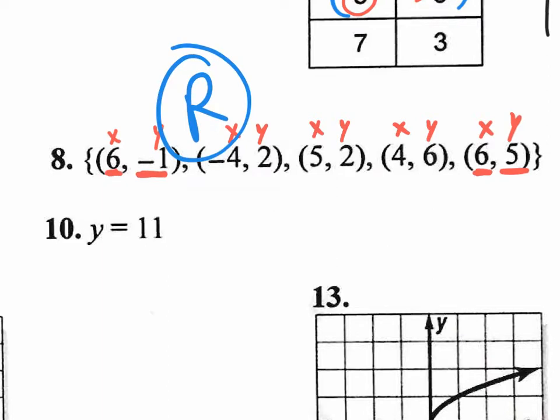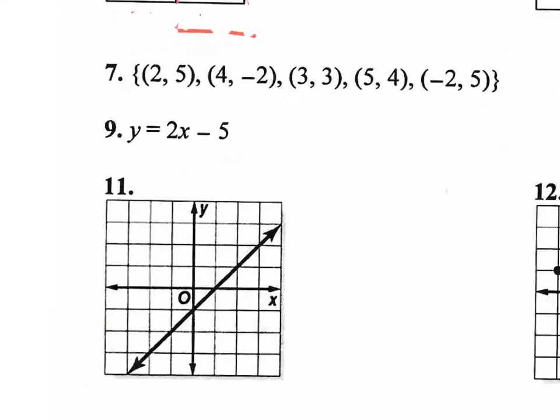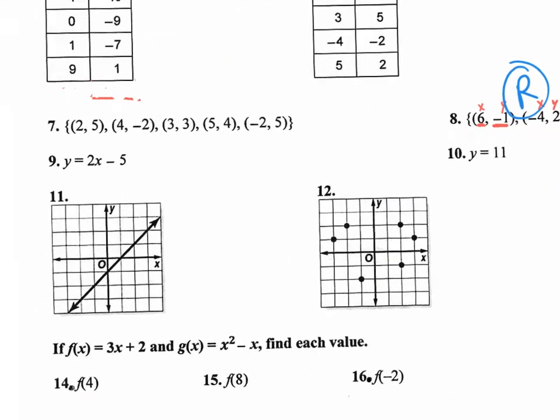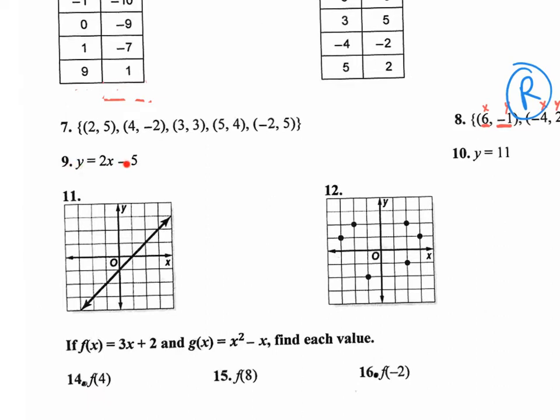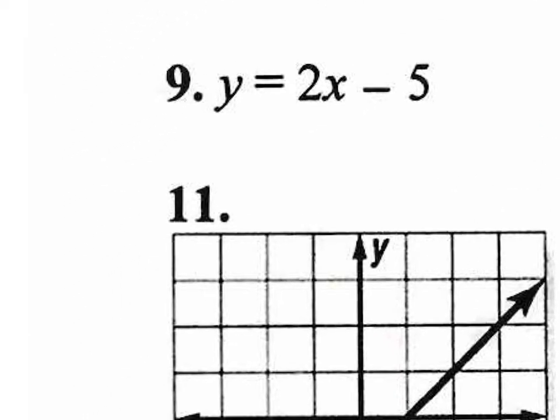So number 8 is just an R, relation. What do you think? Number 10. Now number 10, actually 9 and 10, people get confused. Why? Because these are just regular equations. I don't give you an XY table. I don't give you coordinates. But if you ever have a function like number 9 and you want some coordinates, what could you do? Yeah, you could make an XY table, an input-output table, and plug in some numbers, right?